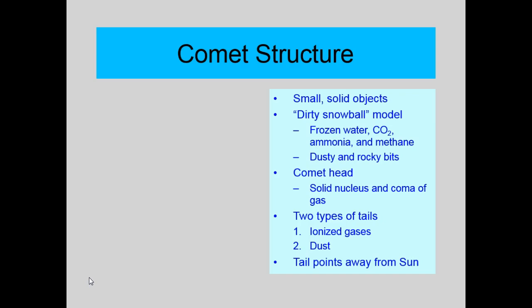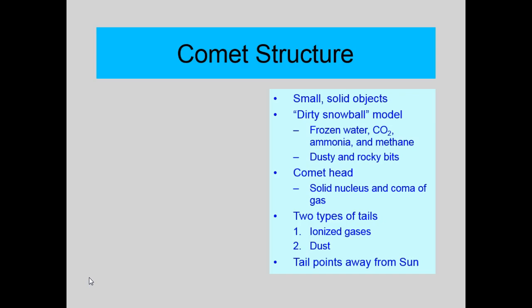So what are comets? They're small solid objects. There's a couple of models here. One is a dirty snowball model. Okay? And why do they say that? There's frozen water involved. There's also frozen CO2, frozen carbon dioxide. What do we call frozen carbon dioxide? We have a name for it here on Earth. Yep. You're probably thinking the right thing. Yeah, dry ice, exactly. Dry ice. Okay? Frozen ammonia and frozen methane.